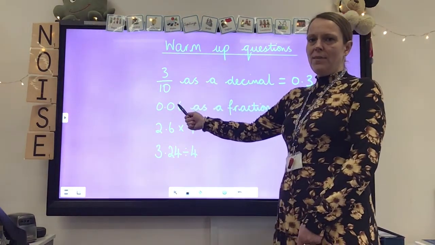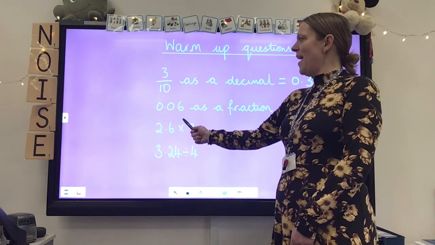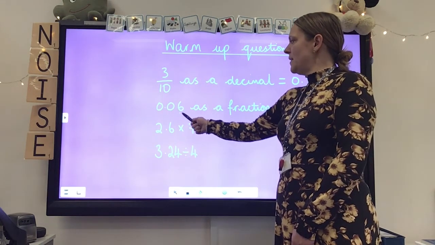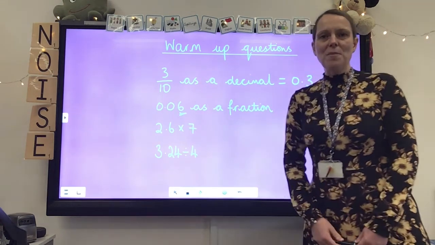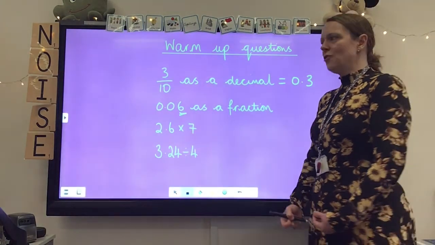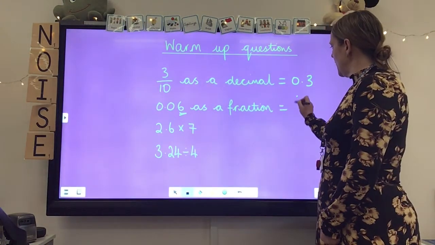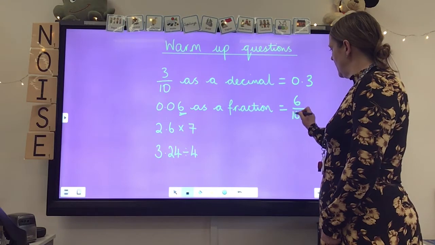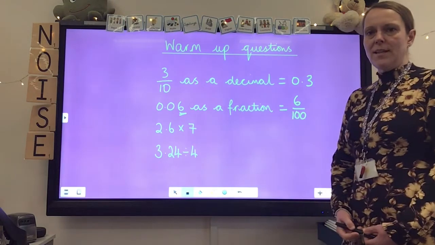Okay, let's look at this then. 0.06, that decimal there. The value of the 6 is the hundredths column, isn't it? So we have 6 hundredths. So that would look like this. 6 over 100, 6 hundredths.